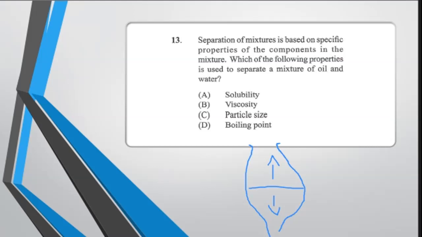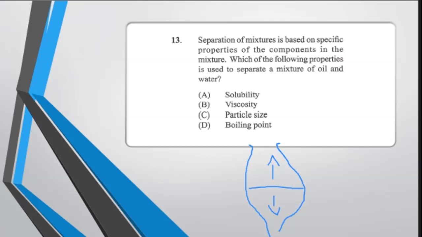Here, when we look at the different options, first they have solubility. Now, when we talk about solubility, the word soluble means has the ability to dissolve. So the question is, can water and oil dissolve one into the other? And the answer is no. They don't dissolve one into the other. So we have to try and figure out which of these options is most viable for us.